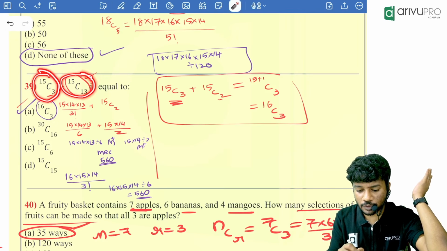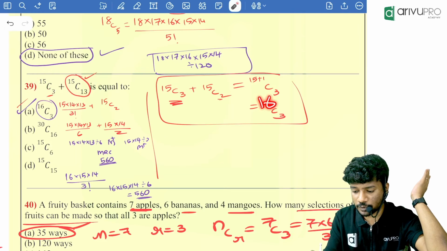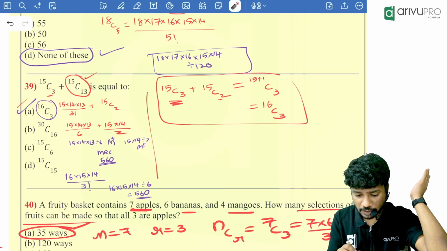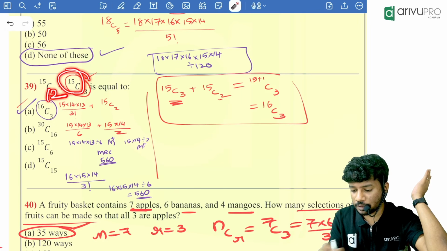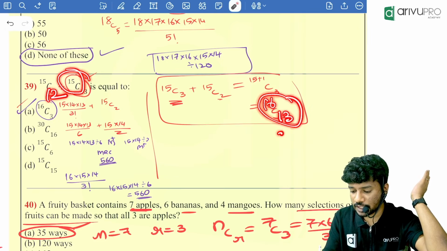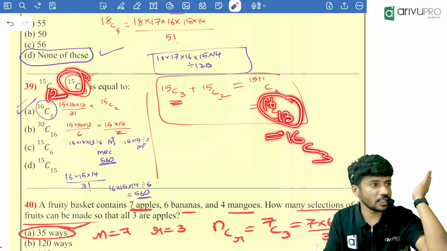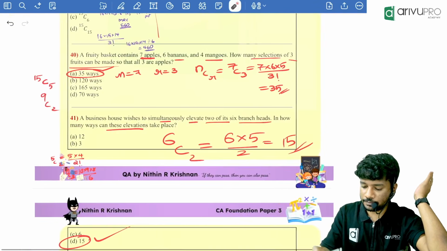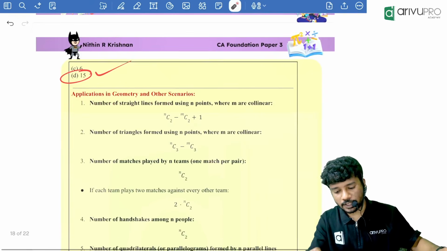Now in this question, what happens if you take 15C13? You will make this 15C14. Then you will use Pascal's identity. You will get 16C13, and this will become 12, right? Then it will become 16C13. Then you should again take NCR. It will become 16C3. Understood? One more step will be there. That's why I didn't do that.